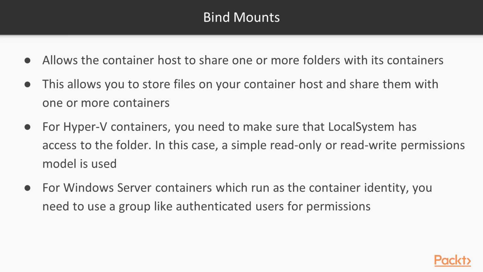In the case of Windows Server containers, it is not that simple every time. A container in process isolation accesses host resources as the container identity. Since this user exists only in the container, we cannot add it explicitly to the folder permissions. What we need to do in this case is add either the authenticated users group or the users group.